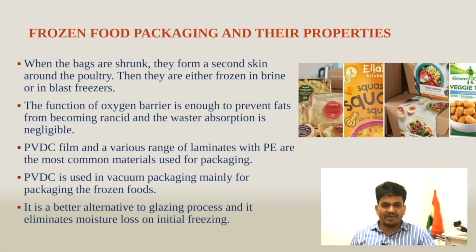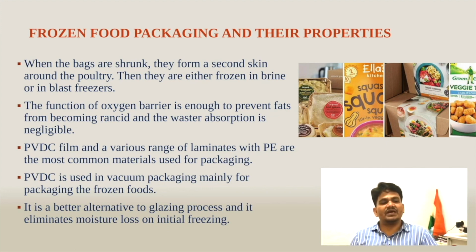The function of the oxygen barrier is enough to prevent fats from becoming rancid, and the water absorption is negligible. PVDC film and a series of laminates with PE are the most common materials used for packaging. PVDC is used in vacuum packaging mainly for packaging frozen foods. It is a better alternative to the glazing process and it eliminates moisture loss in initial freezing.